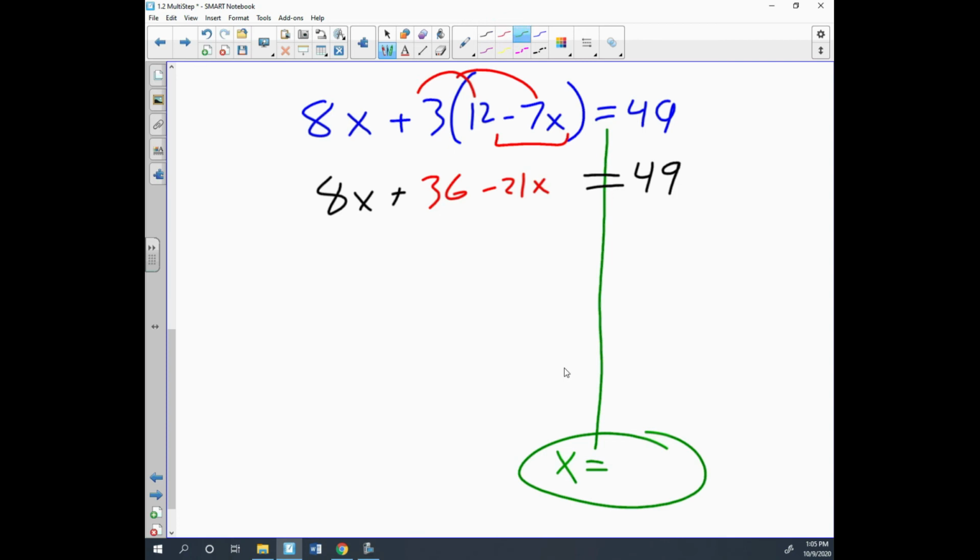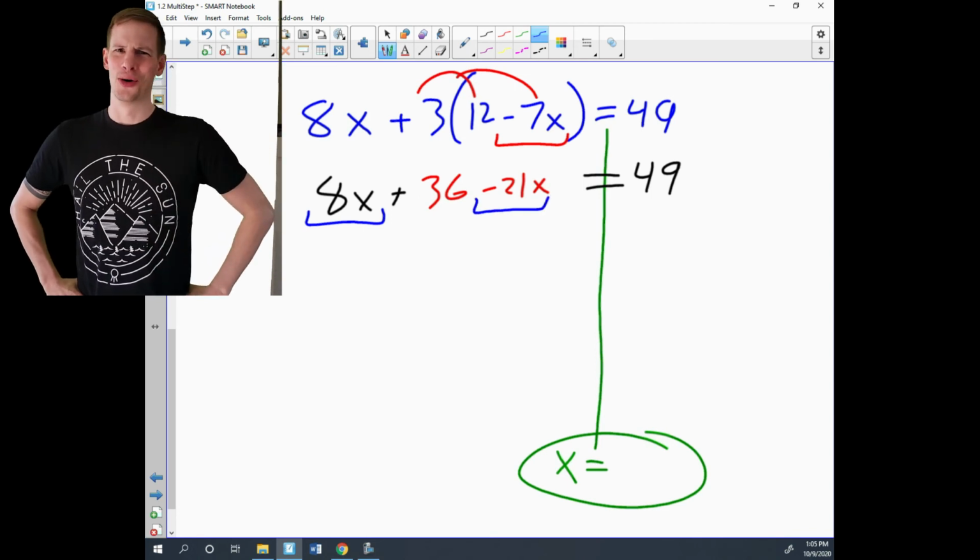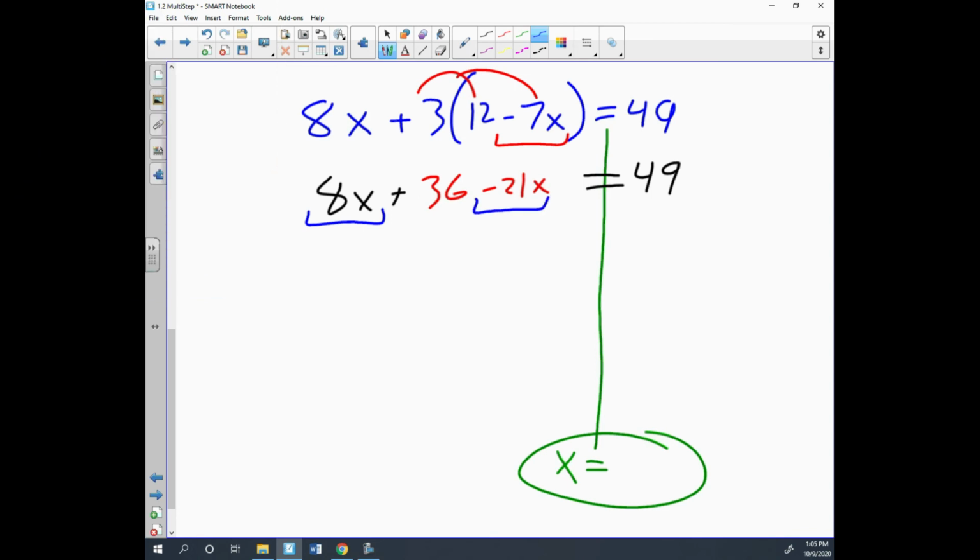Do you guys see any like terms here? If I'm looking, I think I do. I think I see an 8x. This guy minus 21x thinks he's so cool. 8x minus 21x. Get your calculators out or get your thinking caps on. That's negative 13x.